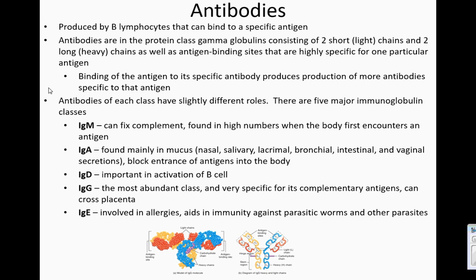The IgM class fixes the complement system and is found in high numbers when the body first encounters an antigen. IgA class, found mainly in our mucus of the nasal, salivary, lacrimal, bronchial, intestinal, and vaginal secretions, blocks the entrance of antigens through those various places into our body. IgD is important in the activation of B cells. IgG is the most abundant and is very specific for its complementary antigens. Something cool about it is it can cross the placenta. What's the placenta?